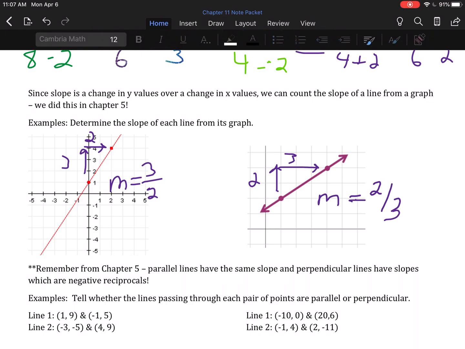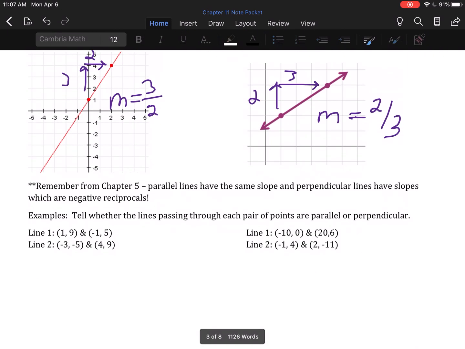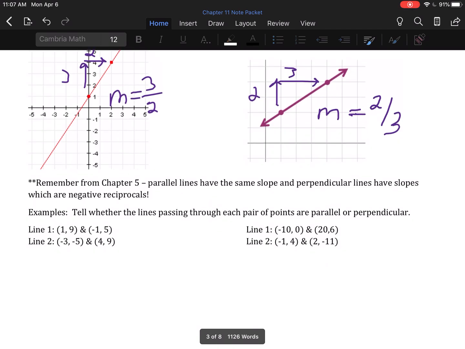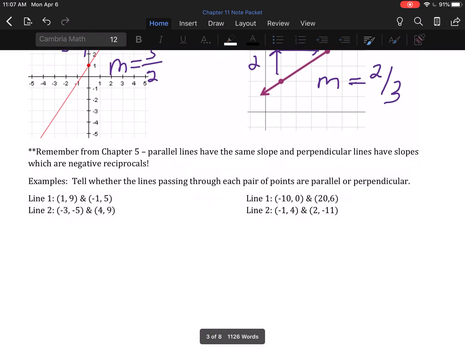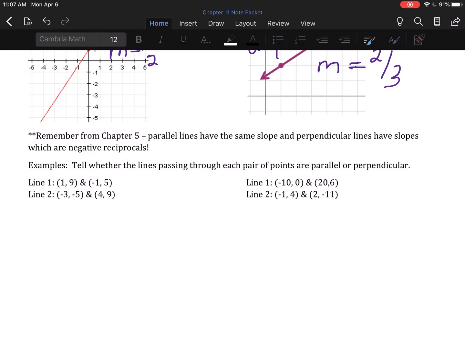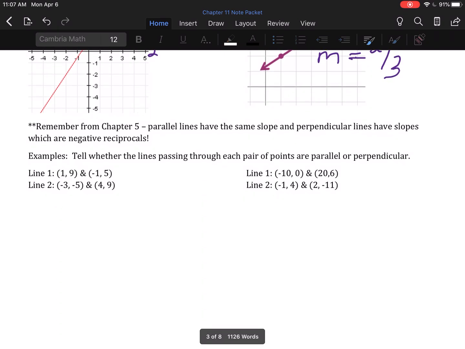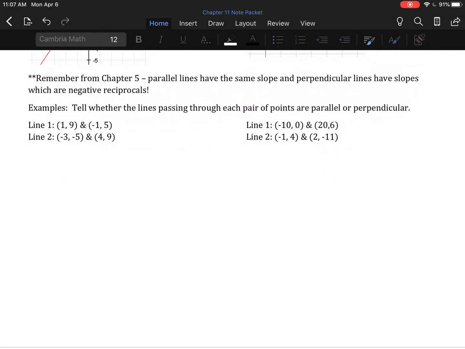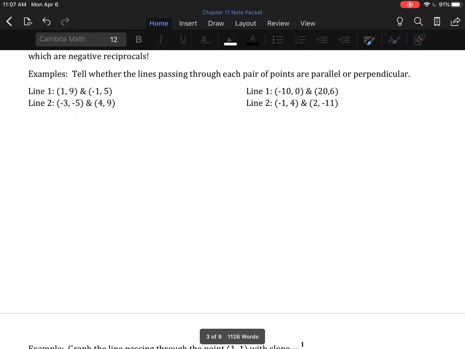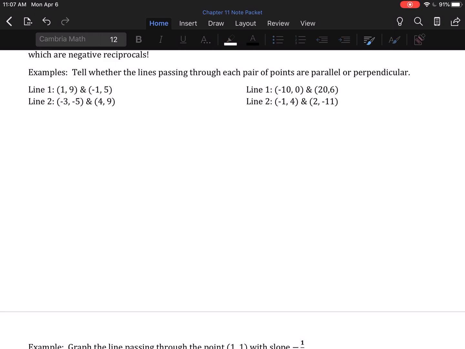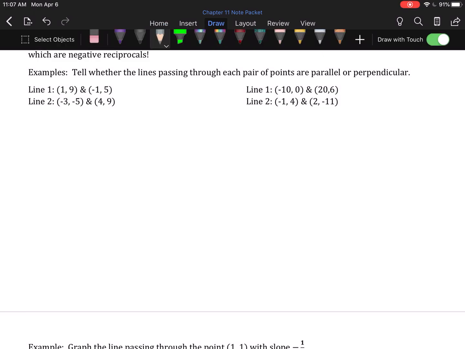Something else from chapter 5. Parallel lines have the same slope. I think you can tell if two things are the same. And perpendicular lines have slopes that are negative reciprocals, something like 2/3 and -3/2. So we're going to tell whether the lines passing through these points are parallel or perpendicular. I need to first break this in half.